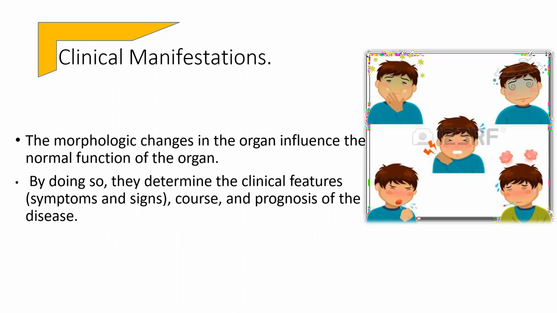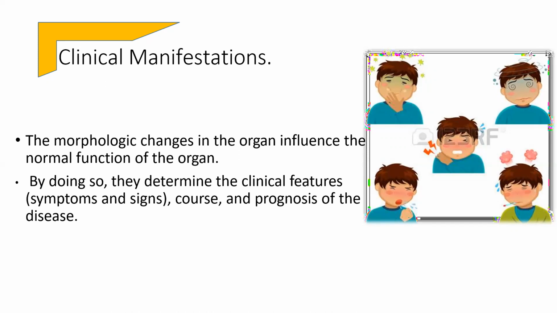Here it is an example of clinical manifestation. When the morphological changes in the organ or cell influence the normal function of the organ. For example, sneezing, whooping cough. So before sneezing, there are morphological changes in the nasal area cells. There may be some inflammation, sinusitis like that. Then due to this, we are sneezing.